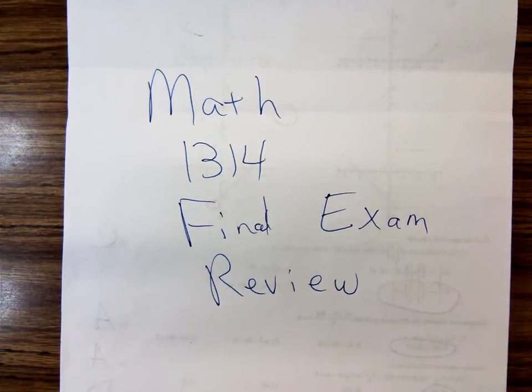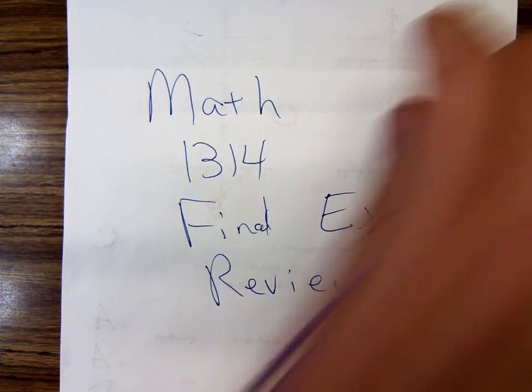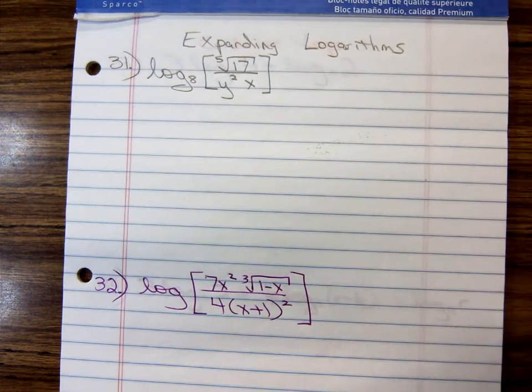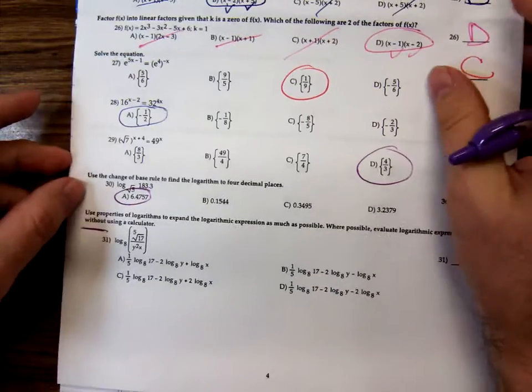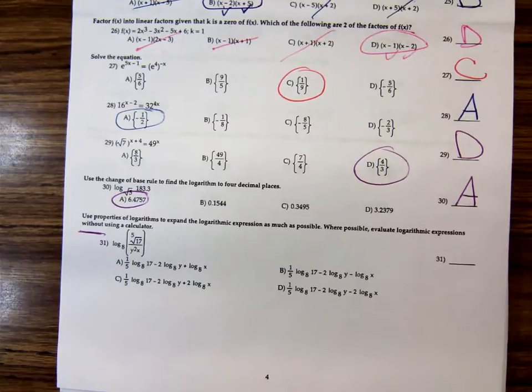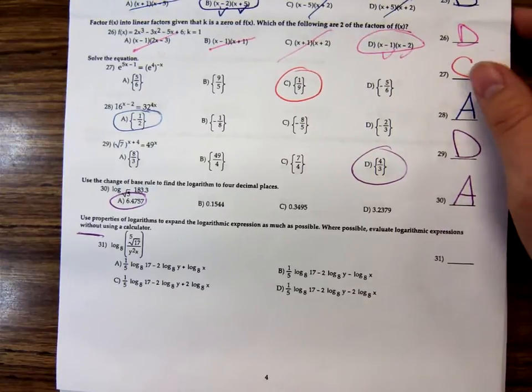Today we're going to finish up this Math 13-14 final exam review sheet. And I think we're almost finished. We're ready to start at number 31. We've done 1 through 30. We're ready for 31.